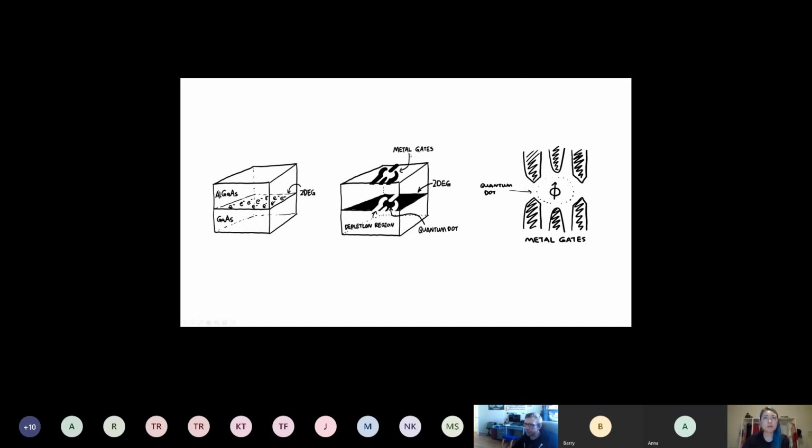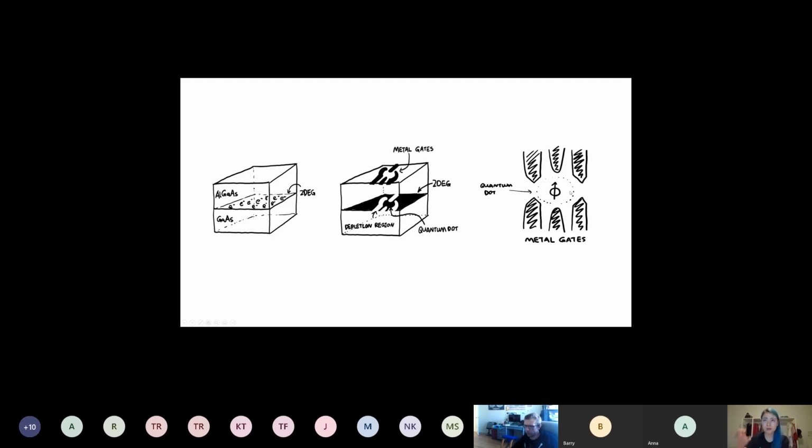You can further apply metal gates on top of the materials and apply electrical current voltage. This potential here would remove some of the electrons underneath the gate. This is called a depletion region, where electrons are depleted from the 2D electron gas. Then what's left is this region that you can gradually remove more and more electrons until you just have one electron kept in this little region here. This is called a quantum dot.